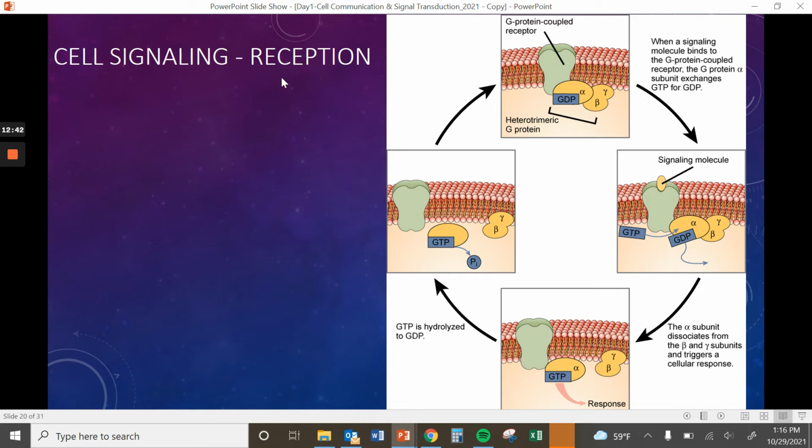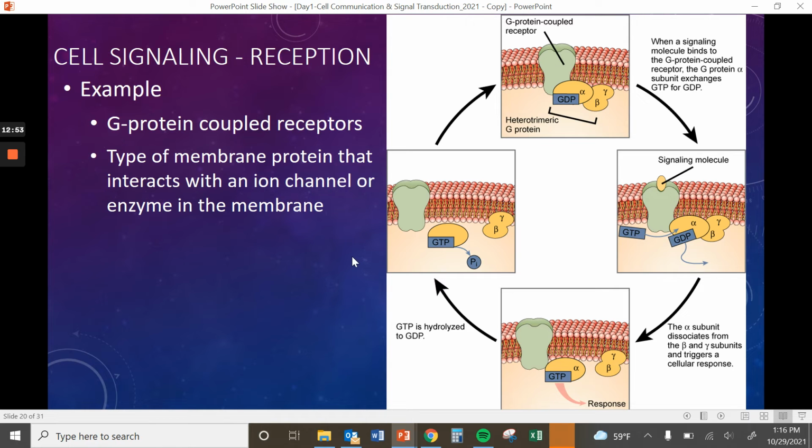Our reception can also include, and this is an example, something called a G protein-coupled receptor. So a G protein is involved in this receptor. The big thing on these is this type of membrane protein, similar to those channels, and it interacts with an ion channel usually in the membrane.